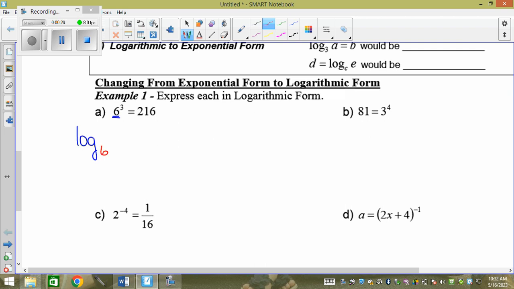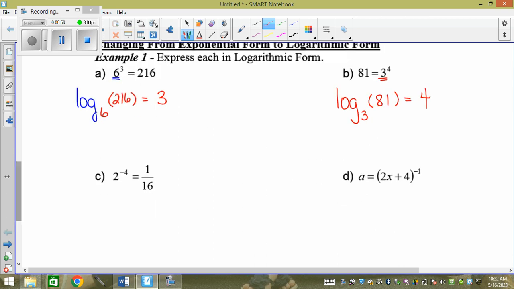Now what's going to go beside it at the exact same height as log? 216, because what's with it doesn't stay with it when you convert. And then it equals what's left over, which is the 3. Okay, cool. This one, we have log base what? What's the base of my exponent? 3, so that's the base of my log. What goes beside it now? 81, because with friends can't stay friends. And it equals 4.